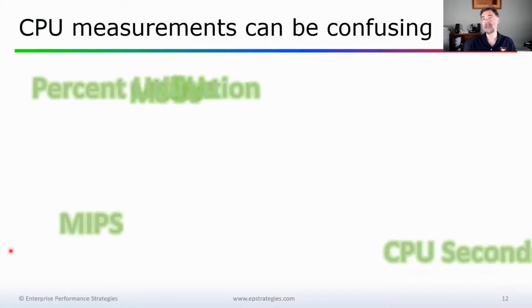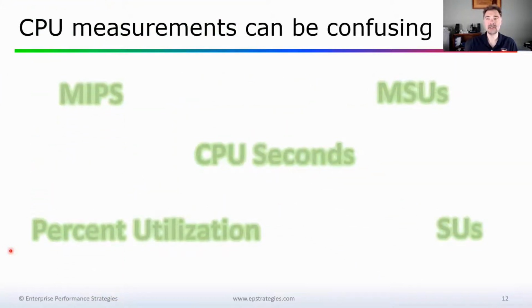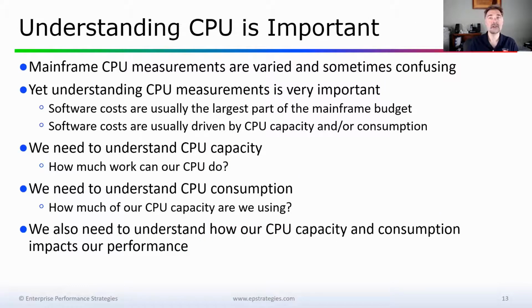So CPU. CPU measurements can be very confusing. I mean, we throw around terms like MIPS and MSUs and CPU seconds, utilization, service units. And it can be very confusing, especially if you're relatively new in the business, or relatively new to zOS performance and capacity, but you've been in the mainframe world for a while. Sometimes trying to understand the relationships of all these terms is just a little bit fuzzy, as you see here on the screen. But it's very important to understand those CPU measurements, right?